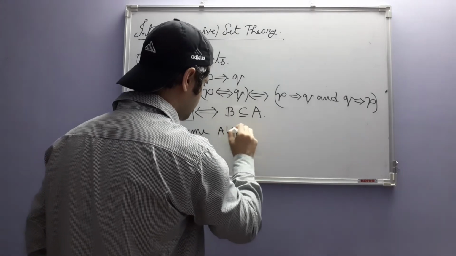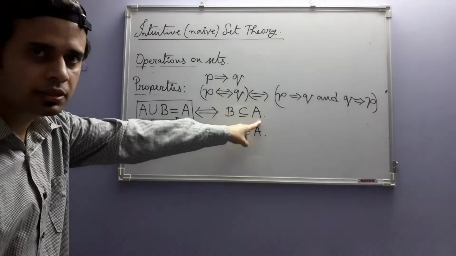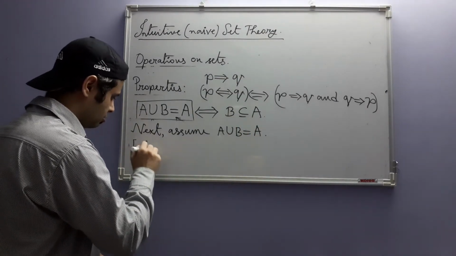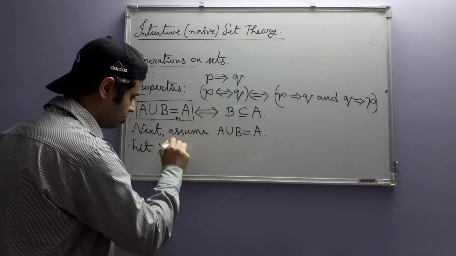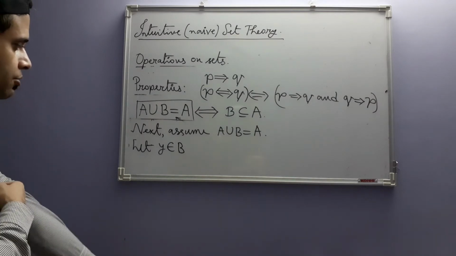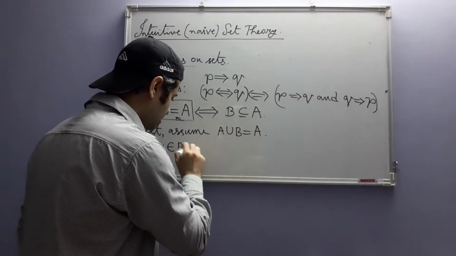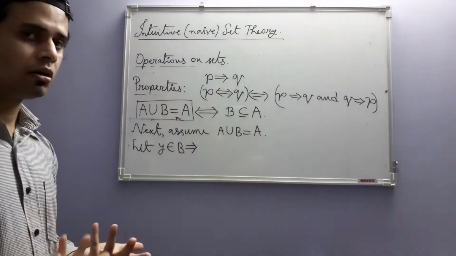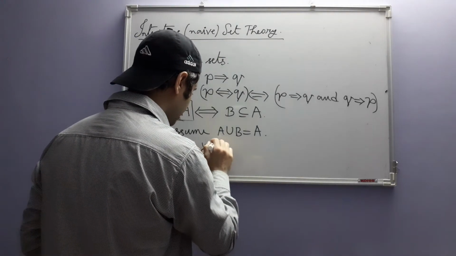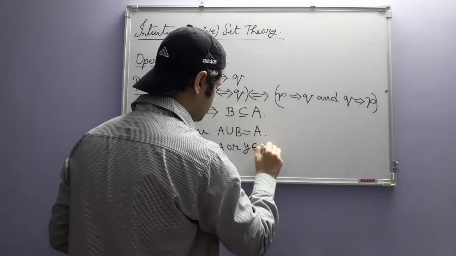A union B is equal to A. We have to prove that B is a subset of A. So let Y belong to B. Okay? Now Y belongs to B. I have to somehow make use of this. So what I do, I apply the law of addition again from mathematical logic. So in place of this, I can write Y belongs to A or Y belongs to B.